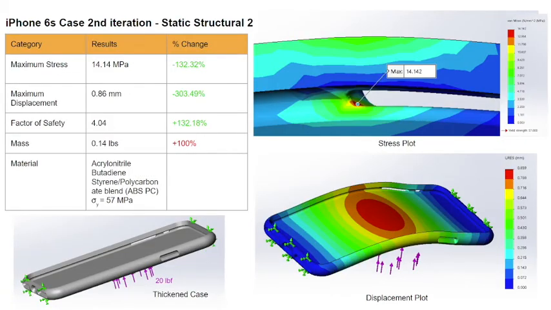For the second iteration, the maximum stress decreases to 14.14 MPa and occurs in the same region. The maximum displacement decreased to 0.86 millimeters and the factor of safety is 4.04.